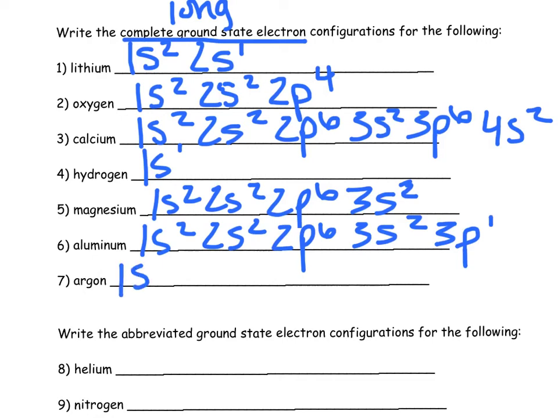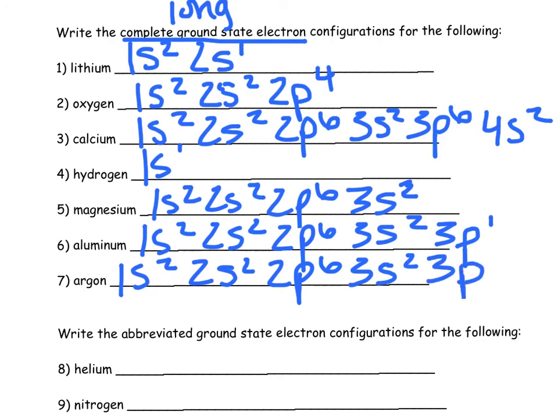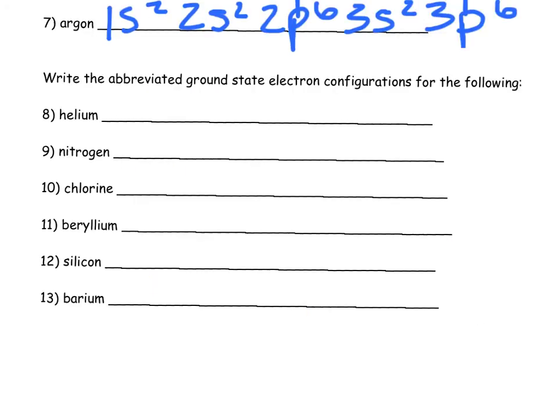And last one, I just can't wait for these shorthand notations because they are quicker. You can see why scientists came up with this shorthand notation. 6. There we go. Alright, so now we're going to try the abbreviated one. This is the shorthand notation. It's also sometimes called the noble gas configuration. So again, if you were a little confused on this, hopefully these examples will help.